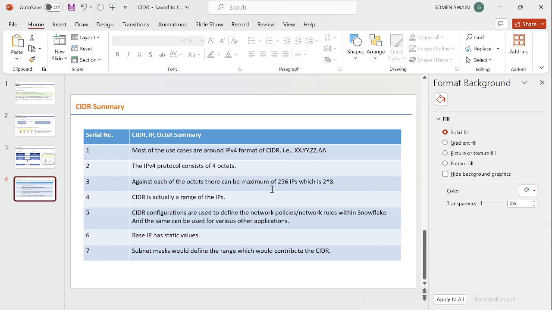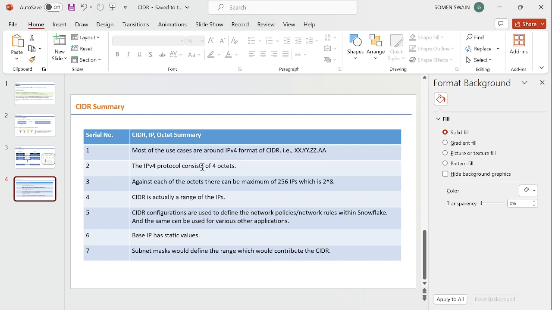This is the last slide, wherein we give the summary around CIDR, IP, and octets. The CIDR which I have explained is in IPv4 format. It has four octets. Against each octet, 256 IPs can be allocated. CIDR is actually a range of IPs. CIDR configurations are used to define network policies, network rules, and so on. The base IP has static values, and the subnetwork defines the range which contributes to the CIDR.